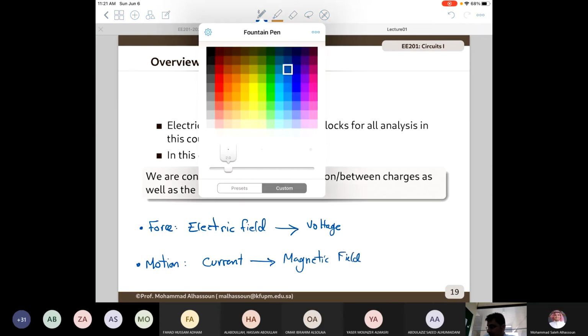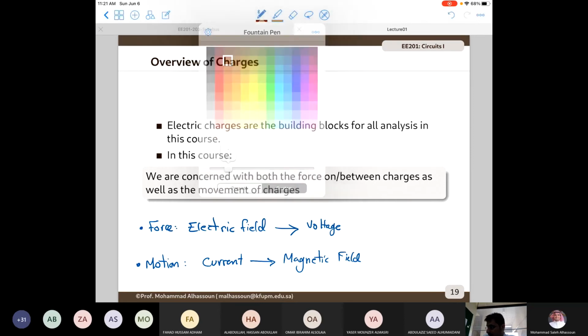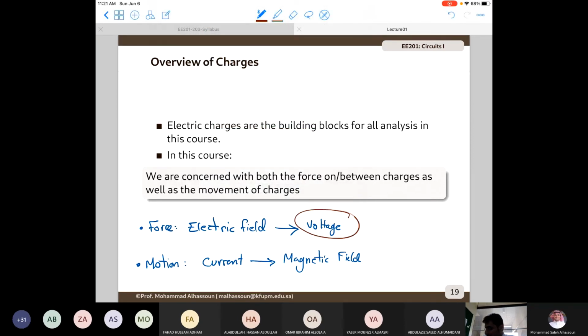So in this course, we're going to focus on the voltage and the current. Electric and magnetic fields are left for EE. I think you all found the new curriculum, so they are left for physics 305.